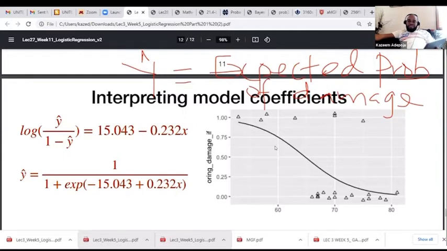Okay, so in that situation, your y cap is going to be the expected probability of you getting the loan. And the expected probability of getting the loan is actually going to be a function of some factors that they're going to put into consideration.